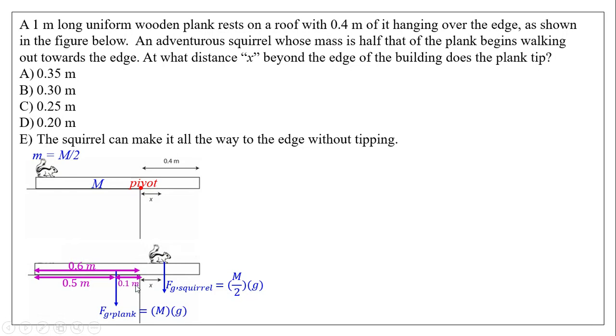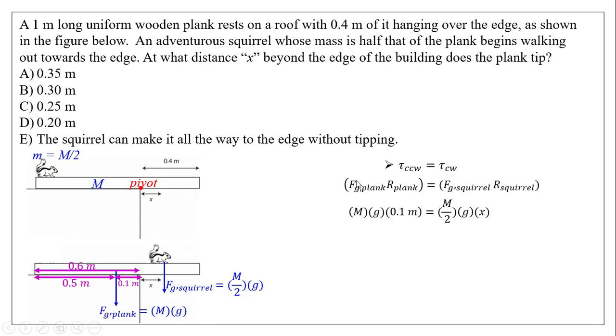All right, once I have that, I don't know what this distance X is, but I have my torque. So I'm going to set up torque. My counterclockwise torque equals my clockwise torque. The plank itself is going to generate a counterclockwise torque, and the F of G of the squirrel is going to generate a clockwise torque. So once you have this, just plug in statements that you know are true. F of G of the plank is simply the mass of the plank, capital M times G. And then what is R plank? Well, R is just measured relative to the pivot.